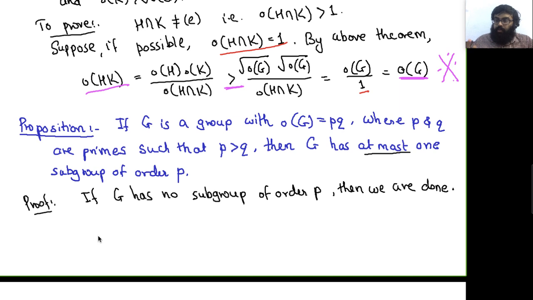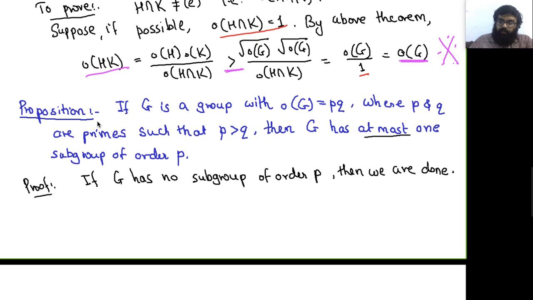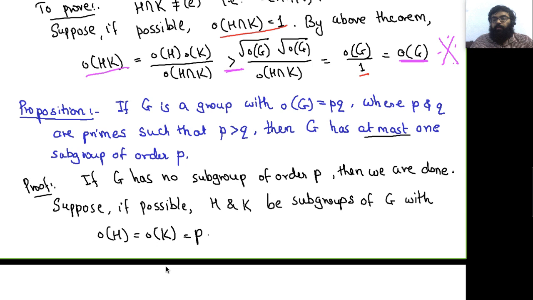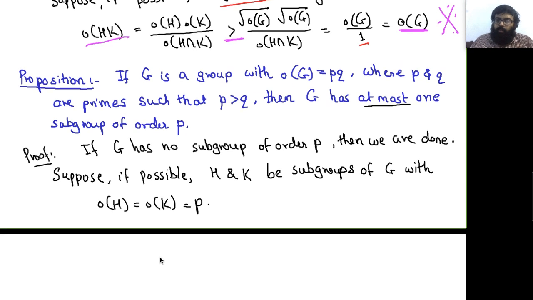Okay, suppose G has no subgroup of order P, then we are done. And now if there are, how many will there be? It has to be at most one, so it has to be unique. So suppose there are two subgroups of order P. So suppose H and K. Suppose if possible, H and K be subgroups of G with order of H equals order of K. Suppose both have P elements. So we have more than one subgroup of order P.